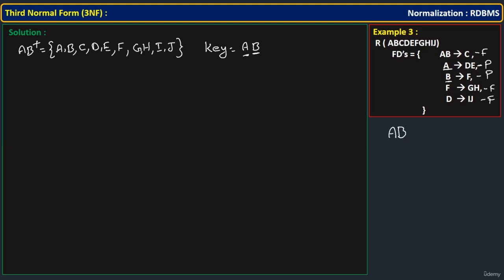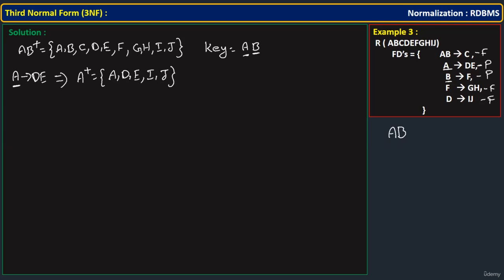Now come to these two. Consider first A derives DE. From this we have to find the closure of the LHS. So let us find the A closure. First of all A. A derives DE, so note down DE. And D derives IJ. Is it deriving any other? No. So this is one relation that we are going to make.